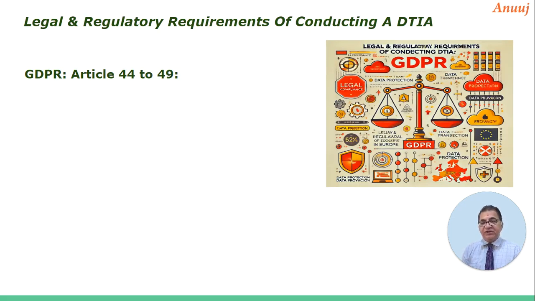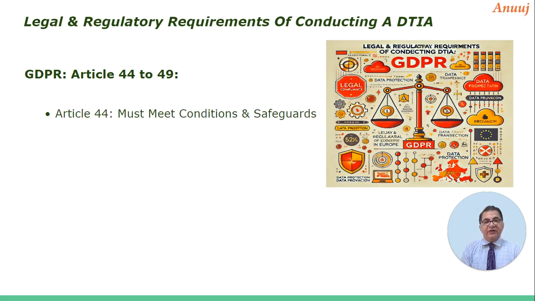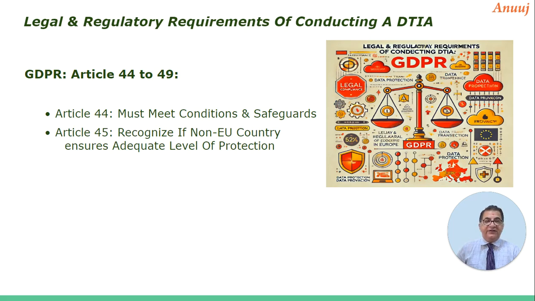When it comes to GDPR, Articles 44 to 49 are dedicated towards DTIA. What do they say? Article 44 says that whenever you are moving data out of the European Union, it should meet conditions and safeguards for protecting the data subject rights and interests. Article 45 further says that the first thing you should do is recognize whether that non-European country is adequate enough or not. That means whether they follow adequate data privacy norms or not.